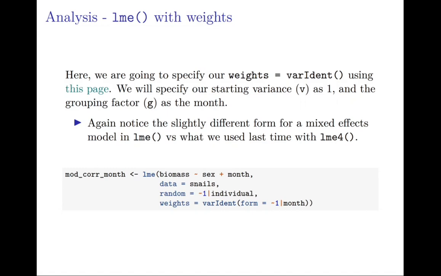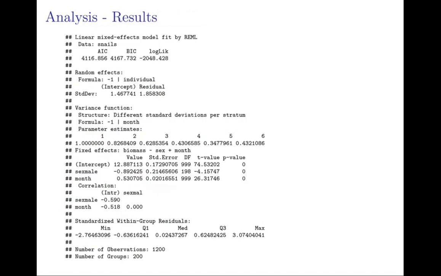But when using LME to do this, we specify biomass as a function of sex and month. Our data are snails. Our random intercept is individual, and then our weights are in this varIdent in the form of 1 pipe month. And so here's what we see.